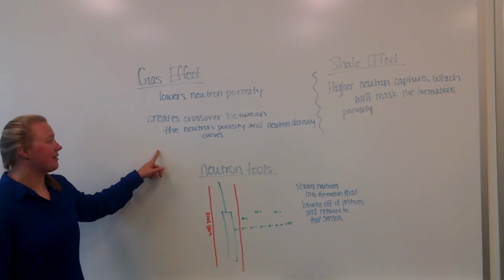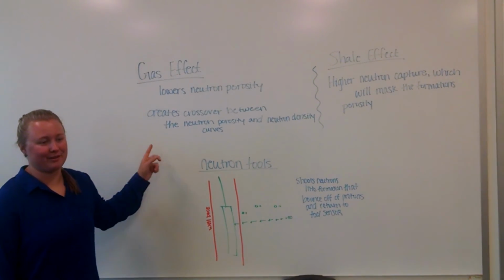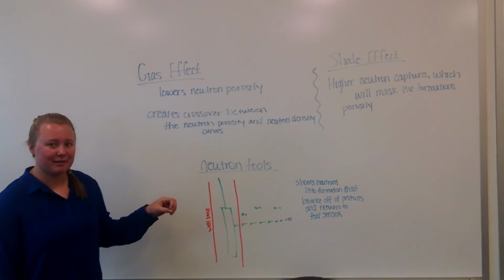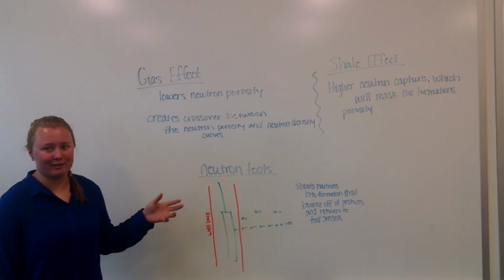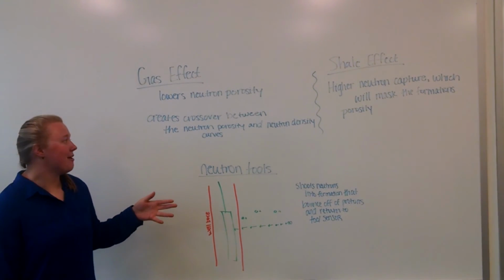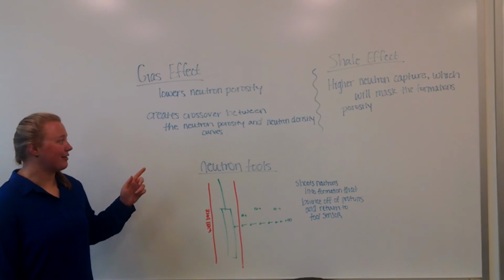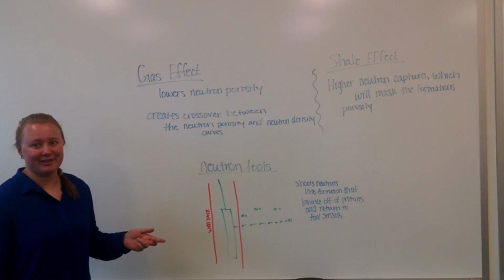With the gas effect, the neutron porosity is lower because when the neutrons go out, they don't encounter as many protons, so not as many neutrons come back, which has a lower reading, which will cause a crossover between your porosity and density curves. This is known as the gas effect.